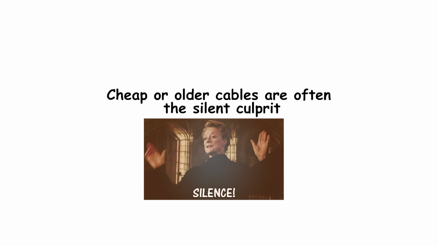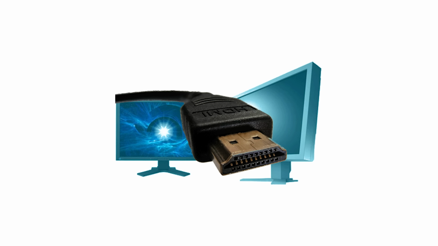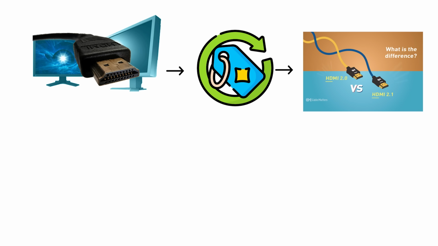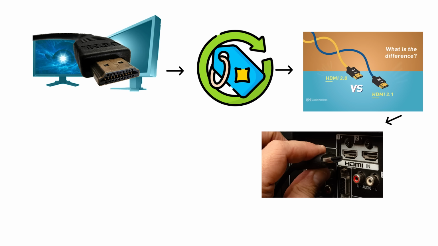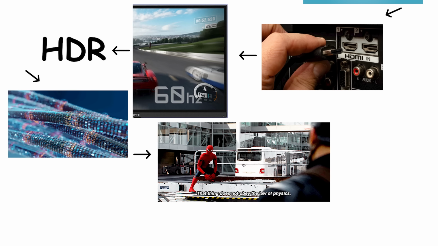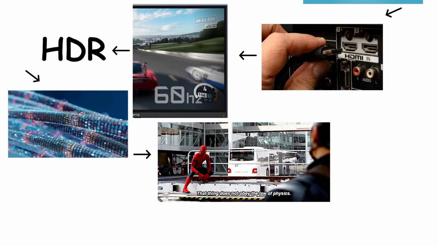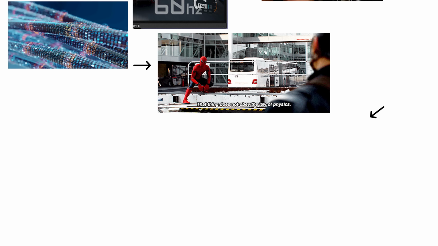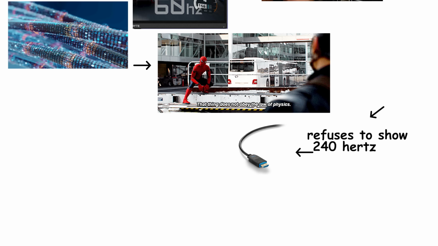Cheap or older cables are often the silent culprit. Many HDMI 2.1 cables sold online are rebranded 18 gigabit HDMI 2.0 versions. They can physically fit the port but choke the data stream, causing your display to silently drop to 60 Hz or disable HDR to stay within the bandwidth limit. The monitor never tells you, it just obeys physics. If you've ever wondered why your new display refuses to show 240 Hz, it's probably your cable gasping for air.